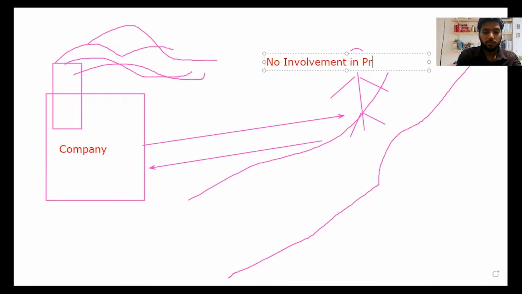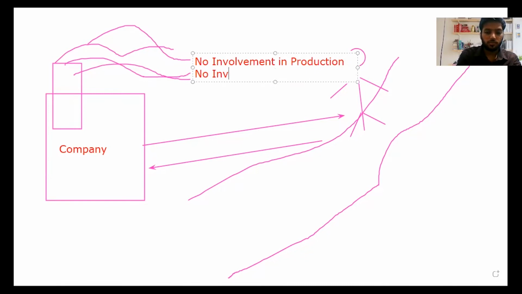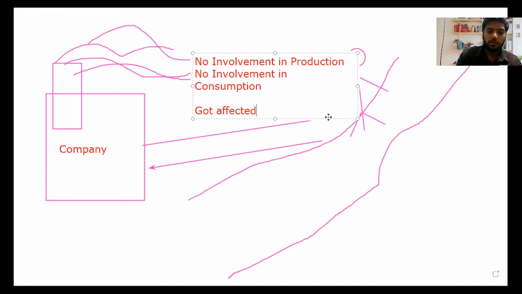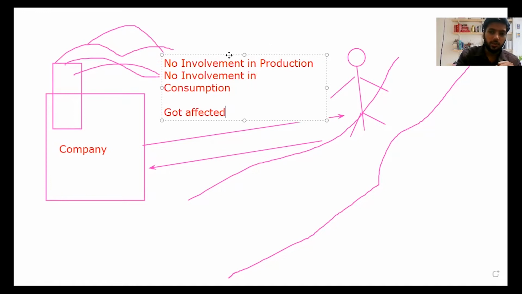in production nor involved in consumption. But what happened? He got affected. So if a person is getting affected without being involved in the production process or in consumption, that particular party comes under the term called third party. The third party who is getting affected by the company's production or consumption without involvement, we say it as externality.